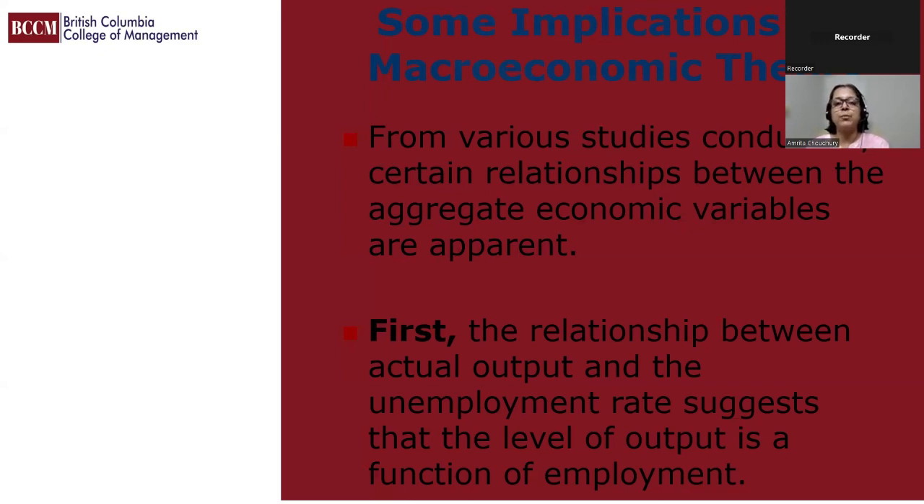So the output produced is a function of labor and capital. This is at the micro level. The same thing will hold for the macro level as well. If the production of output depends on the number of laborers employed at the micro level, that is, for one particular firm, this will hold true for all the firms in the economy. So as a whole, for the economy, the actual level of output is a function of the level of employment.